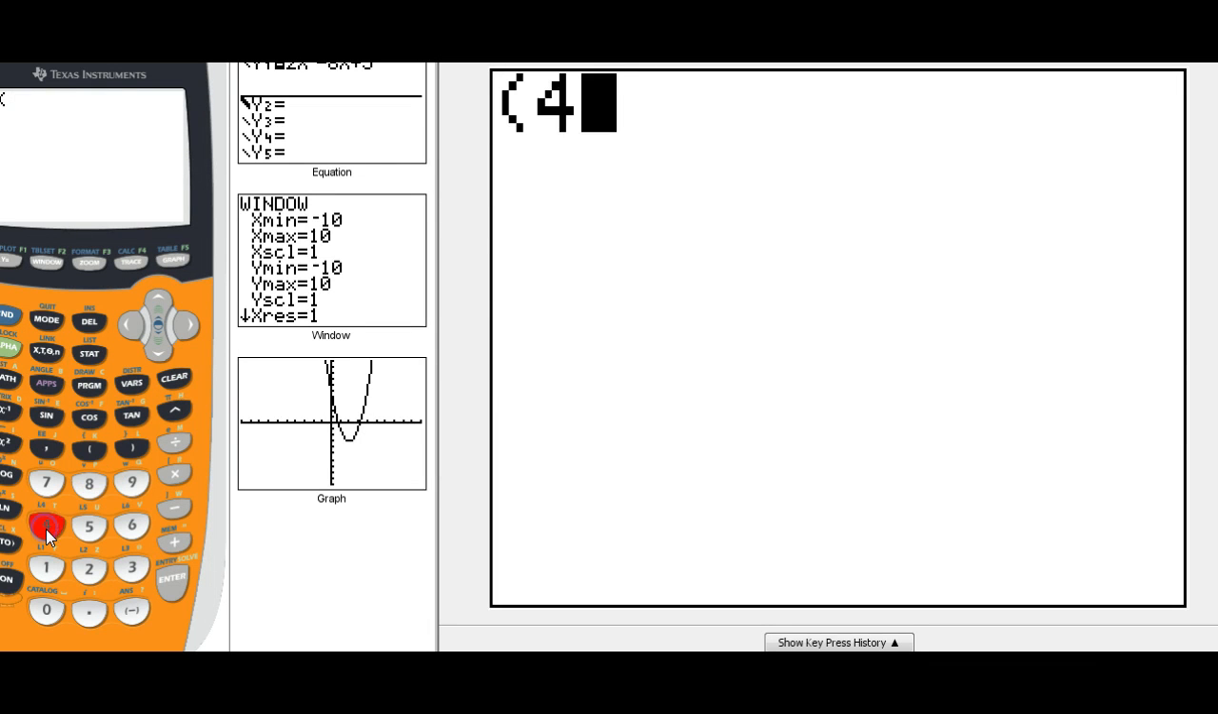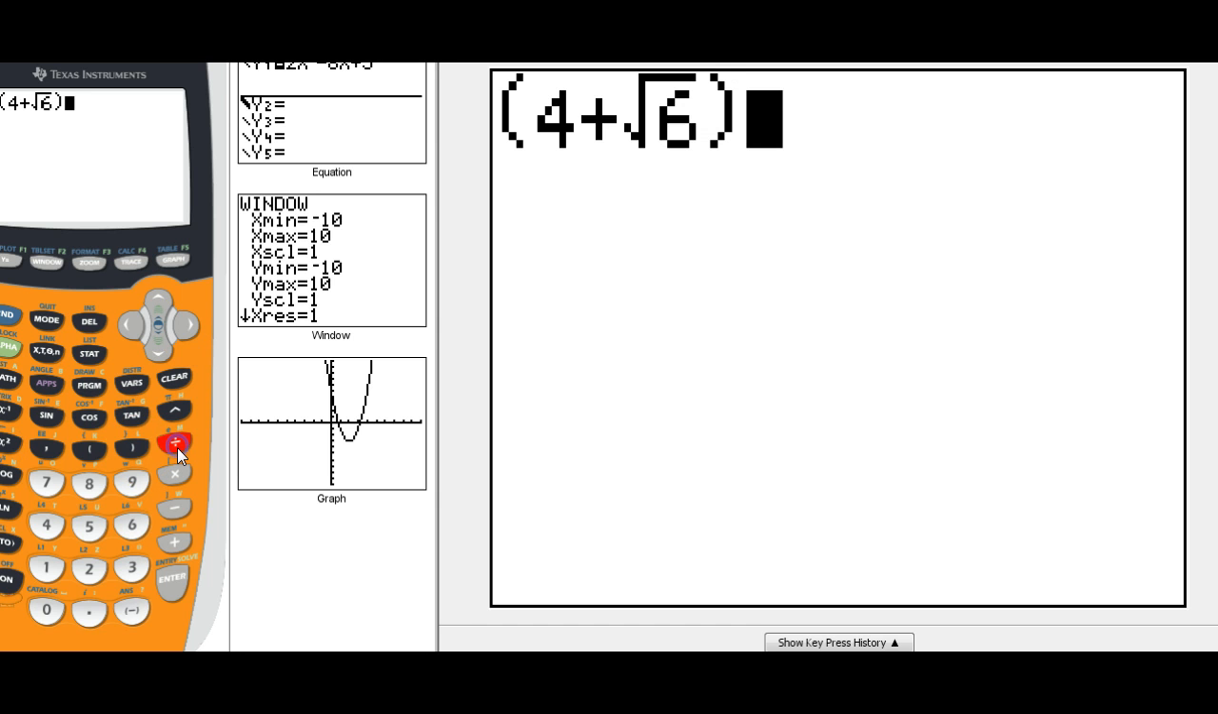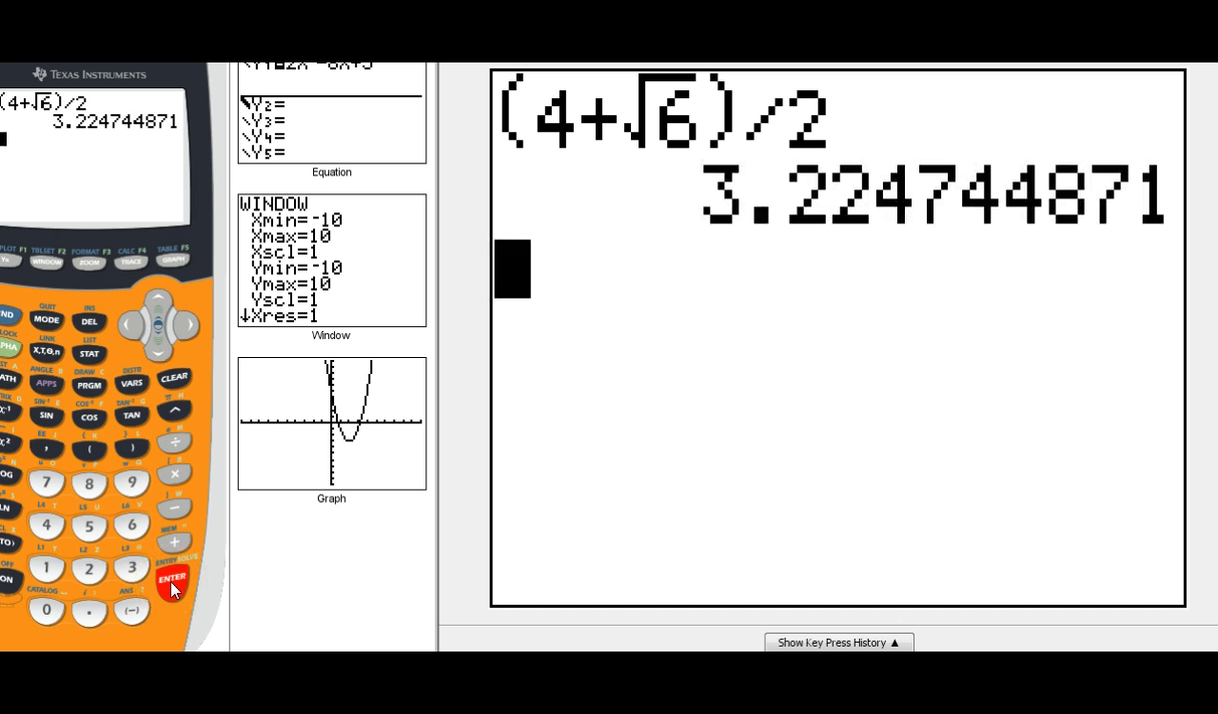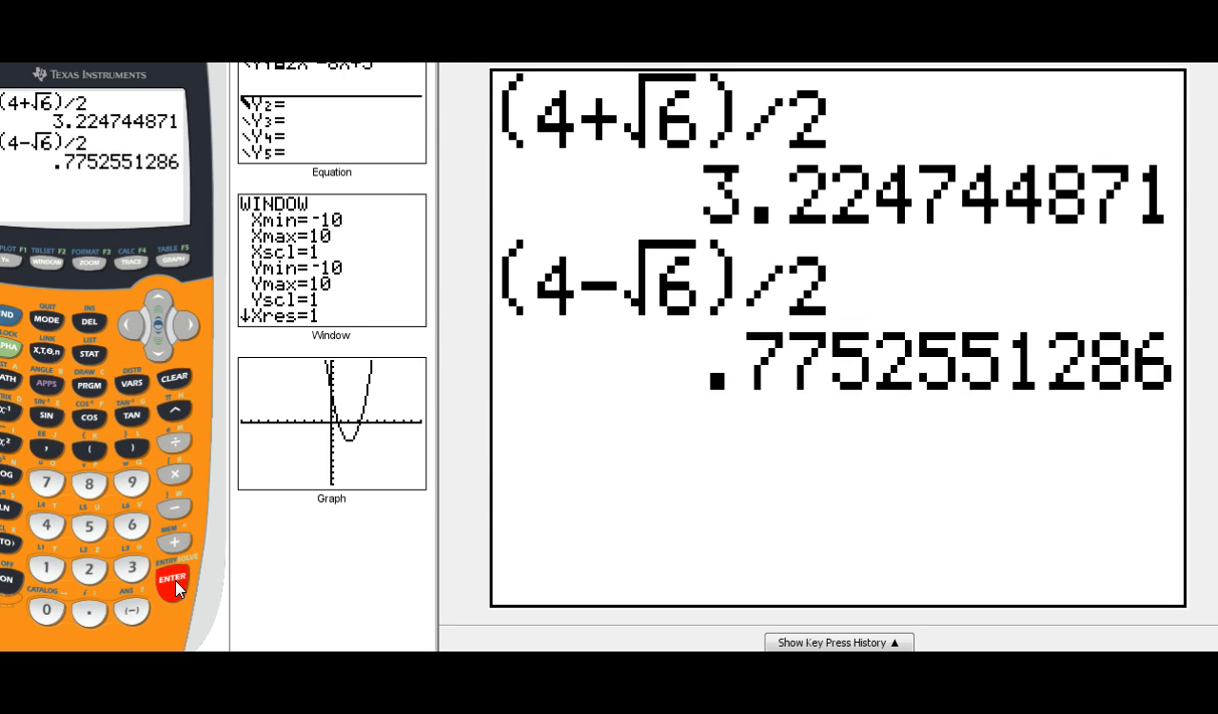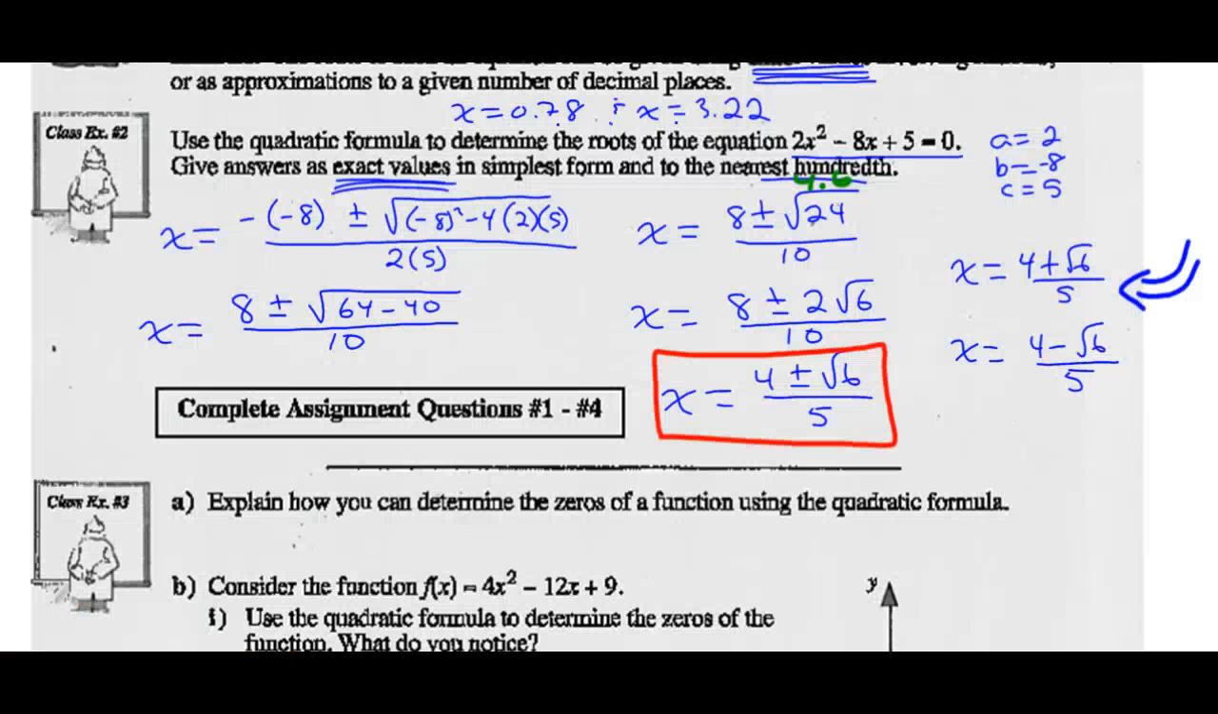So 4 plus the square root of 6 divided by 2 gives us 3.22. And for the second entry, I change that plus sign to a minus sign. 4 minus root 6 divided by 2 gives us 0.78. All right, so those are the exact values. 3.22 and 0.78 are the rounded values to the nearest hundredth.